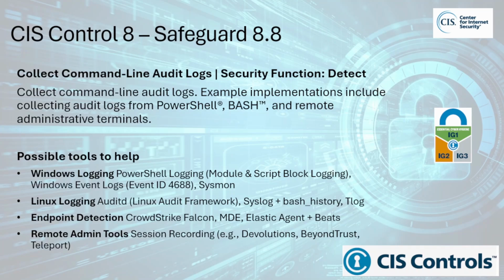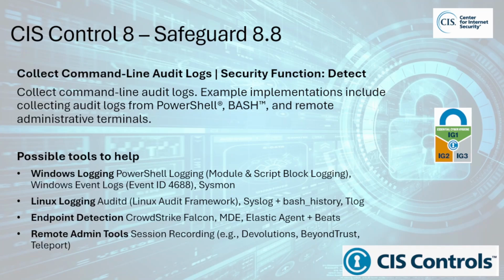It comes under the Detect security function and is within Implementation Group 2. The safeguard requires organizations to collect audit logs of command line activity on enterprise systems. This includes tracking commands executed via PowerShell, Bash, Command Prompt, or remote terminals, or other scripting environments used for system administration and automation. Logging this activity enables organizations to understand exactly what actions were taken on a system, especially important for detecting and investigating malicious or unauthorized behavior.